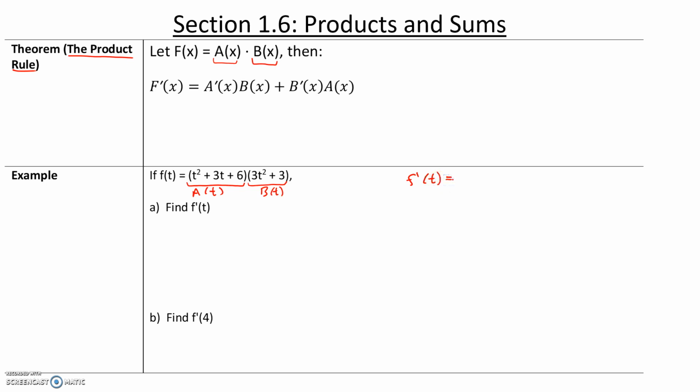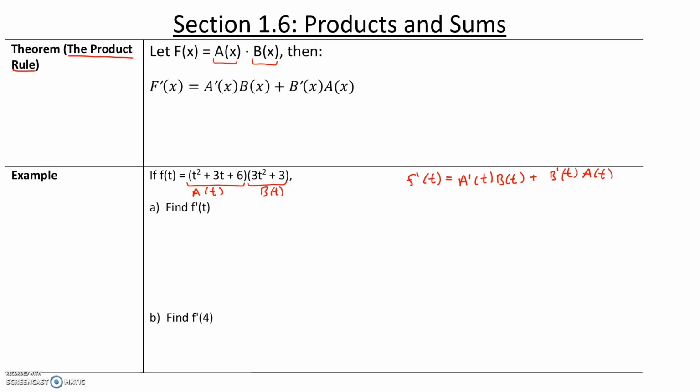F prime of t will equal, by this formula, a prime of t times b of t plus b prime of t times a of t. So it's basically the derivative of the first function times the second function plus the derivative of the second function times the first function. Now it's helpful to organize all this work in some kind of chart, so this doesn't become too confusing and disorganized.